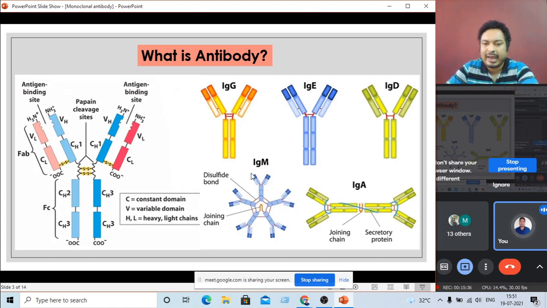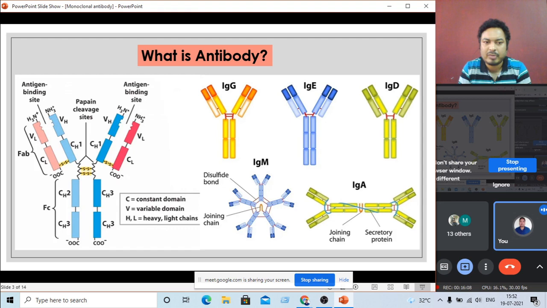Then what is IgM? In IgM you can see 5: 1, 2, 3, 4, 5. So 5 different antibodies are united together in IgM. That's why IgM is also called a pentameric antibody, because 5 different antibodies are joined together, and all are joined by this joining chain. So this is the basic structure and basic knowledge about the antibody.